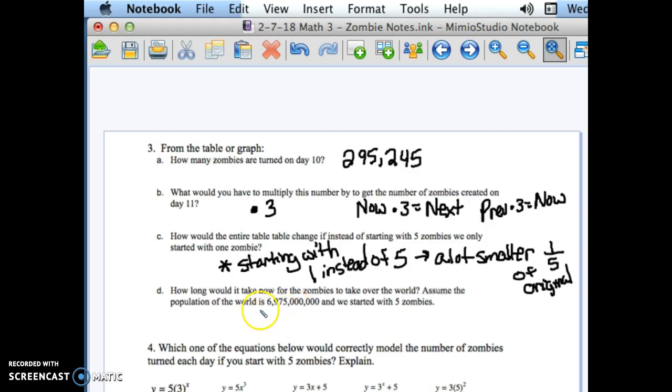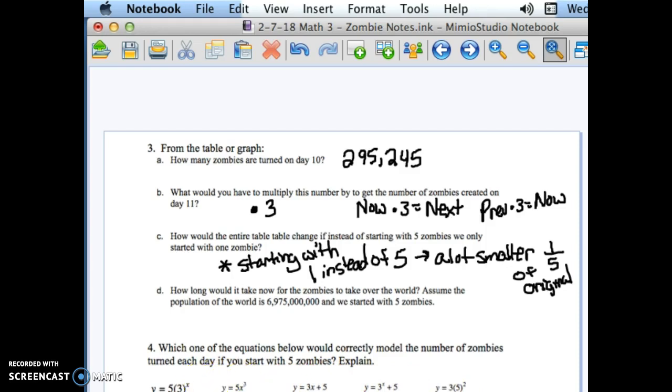So this is thousands, this is millions, this is billions. So it is 6,975,000,000. If you just keep multiplying by 3 with the 10, it said 17, but you were a little bit off, so I'd say 18 days. All right, so we're thinking 18. We're going to come back to that for a second. I want to look at these equations.